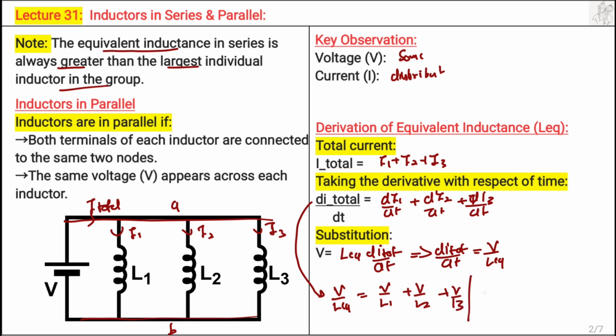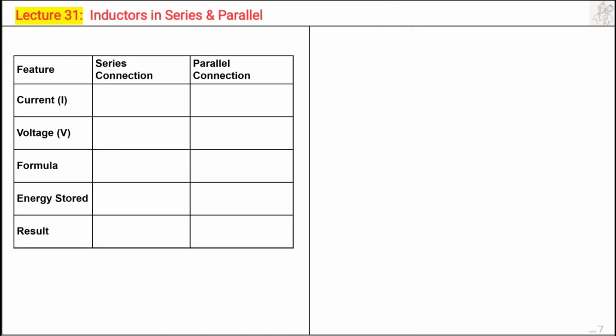And from here, 1 by L equivalent comes out to be 1 by L1 plus 1 by L2 plus 1 by L3 and so on. This is the general formula for equivalent inductance in parallel. From here we can see that the equivalent inductance is less than any of the individual inductances present in the parallel. Finally, let's move on to the comparison.